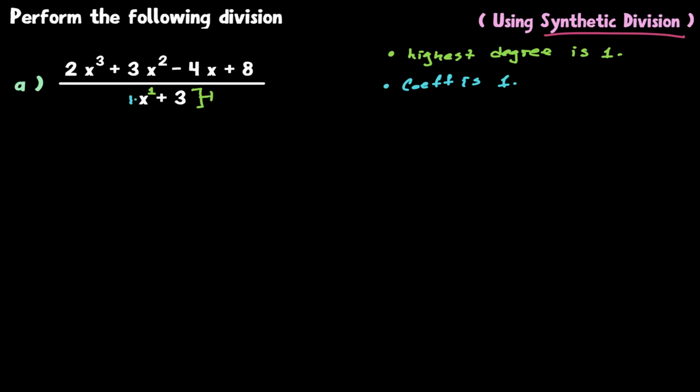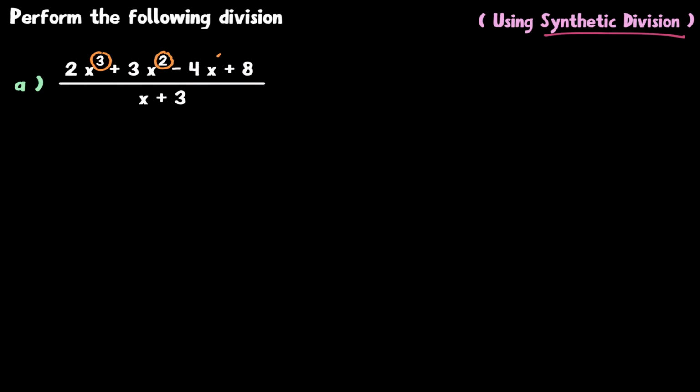Now let's talk about the setup. Let's take a look at the numerator and make sure that the degrees are in standard form. Here the first term is to the third, then it follows to the second, then to the first, and then we have a degree of 0. When your numerator is in standard form, we're going to get every single coefficient and place it in order. 2 followed by 3, followed by -4, followed by 8.